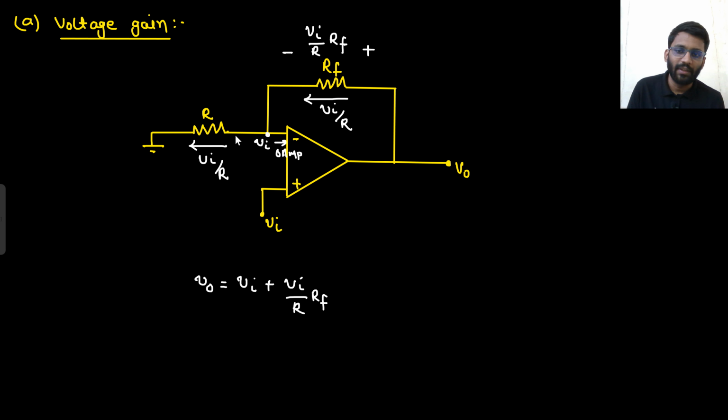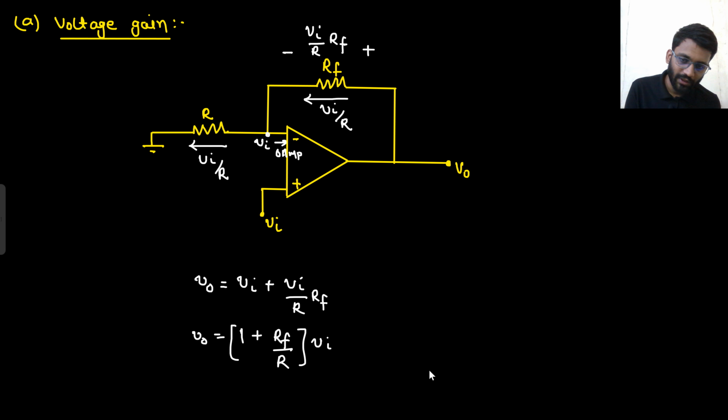Okay, so this V in potential was there, V in by R current was there, and that same current was flowing through RF. So what is the V node potential? The V node potential is V in plus V in by R into RF. That is the V node potential. So what can you write? 1 plus RF by R times V in. So from here you can see V node by V in is 1 plus RF by R.